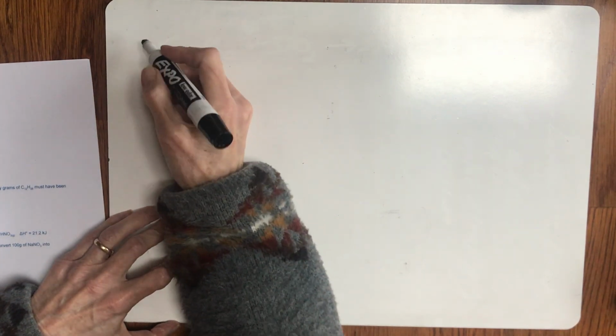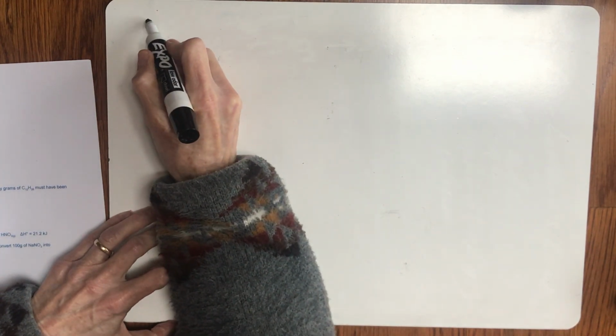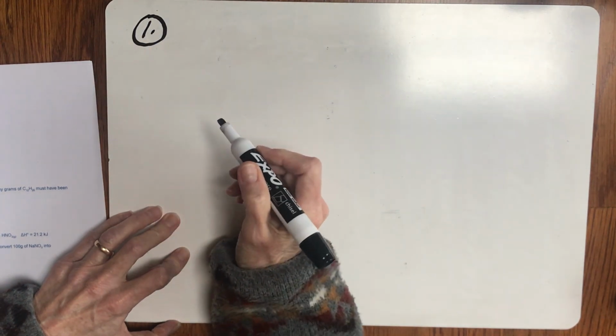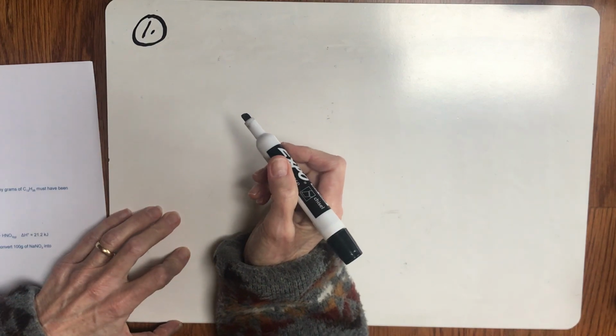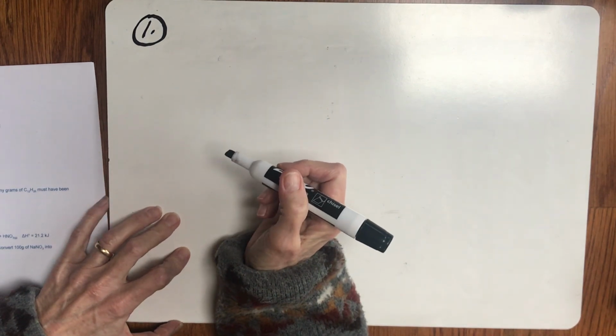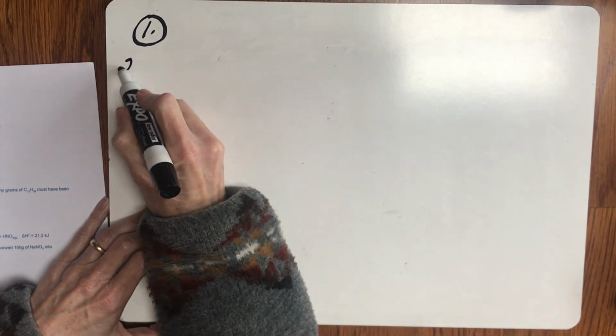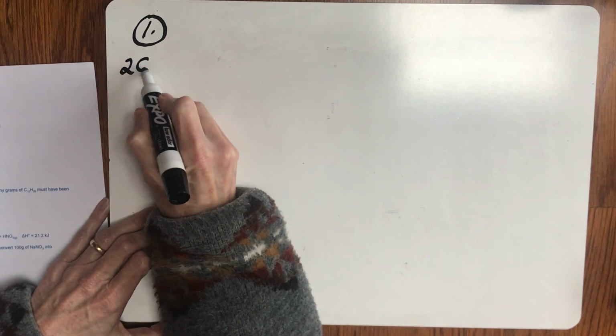Here are the practice problems that I assigned yesterday on thermochemical equations. The first one says, consider the following thermochemical reaction for kerosene. The reaction looks like this. You all have it in front of you, I'm sure.